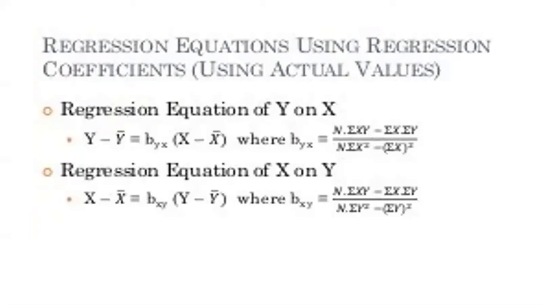How many times must you have memorized this in your B.Com and M.Com? The x minus x bar is equal to bxy times (y minus y bar), where bxy is equal to n summation xy minus summation x into summation y, whole divided by n summation y square minus (summation y) whole square.